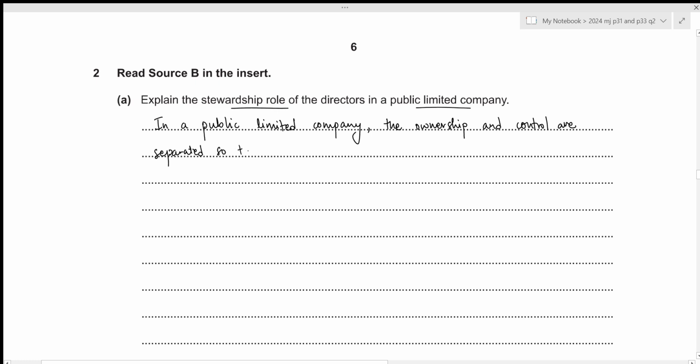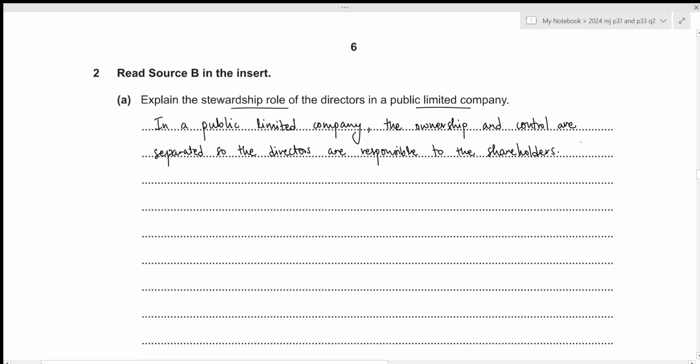So the directors are responsible to the shareholders. This just means that the directors should act in the best interest of the shareholders, so they must exercise their integrity and avoid any conflict of interest.